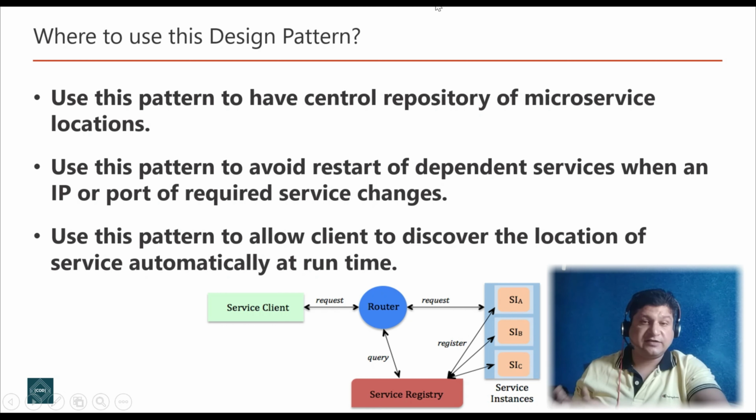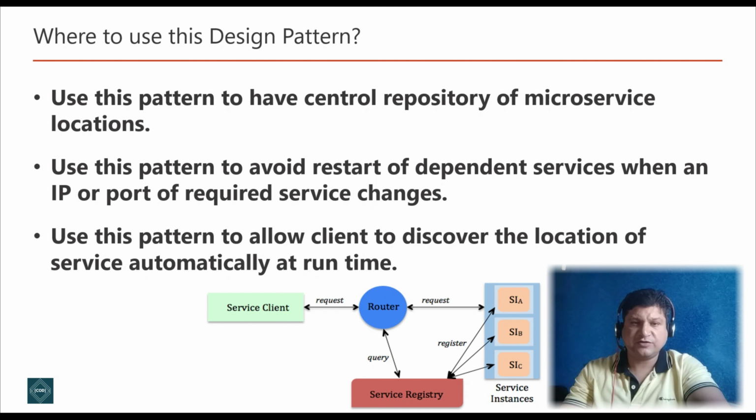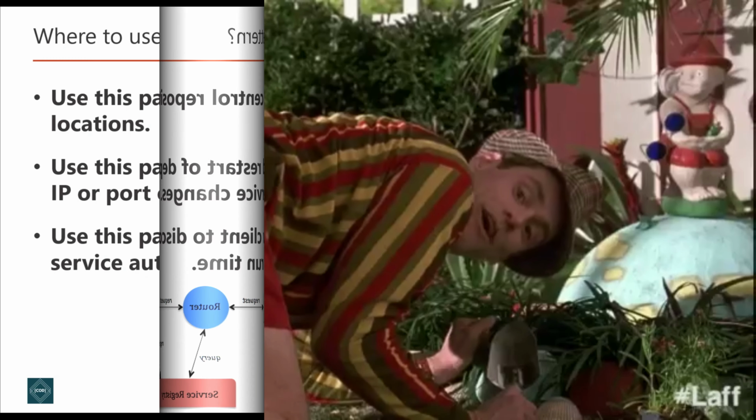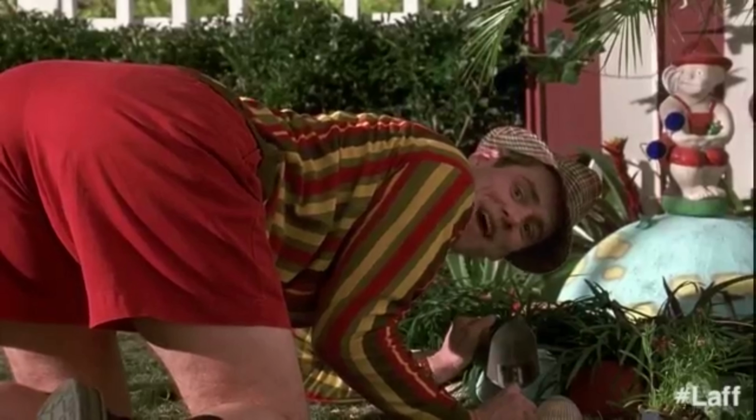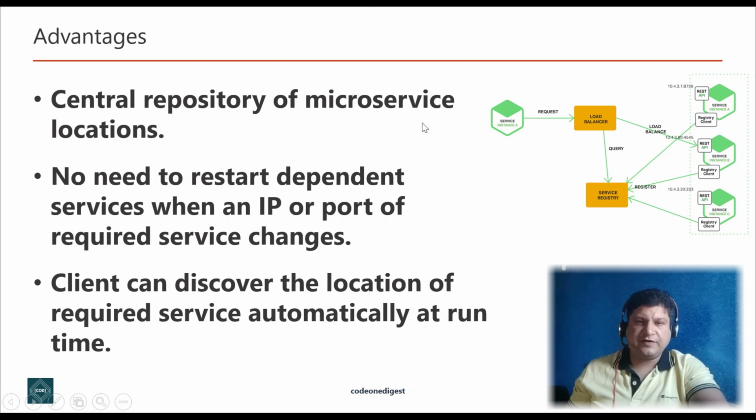Okay, friends, so now let's understand the use cases of this design pattern, where to use service discovery design pattern in our project. Use this pattern to have a central repository of microservice locations. Use this pattern to avoid restart of dependent services when an IP or port of required services changes. Use this pattern to allow client to discover the location of service automatically at runtime. Wow. That's amazing.